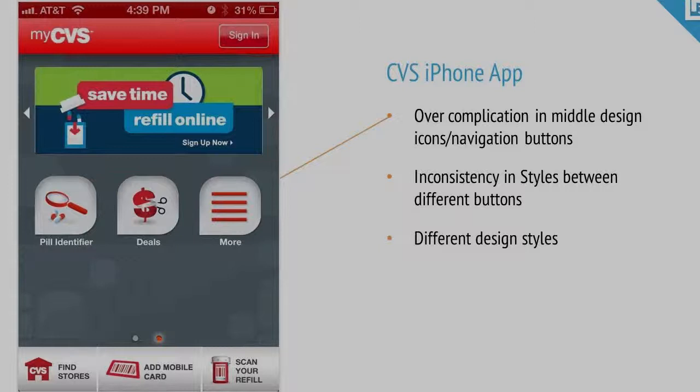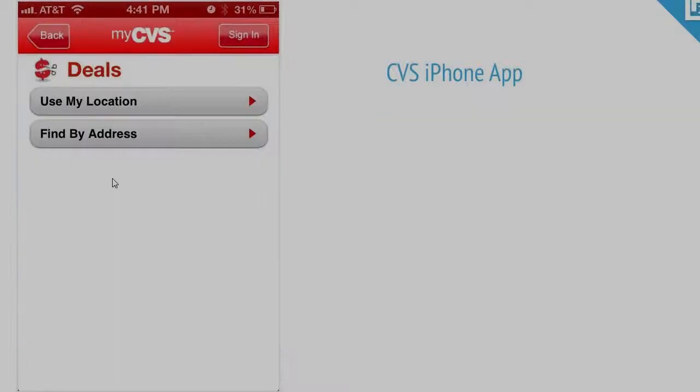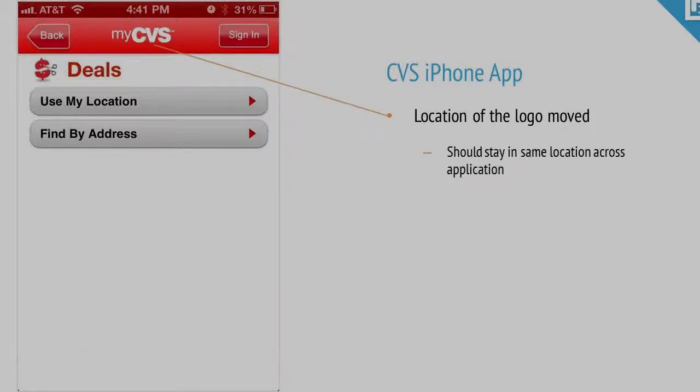So I'm going to point out a couple of things as I move to my next slide. I'm going to go to the deals page. First of all, I want you to look at this icon, and I also want you to look at the CVS logo placement over here. As we go to the next page, all of a sudden, the logo jumps to the middle of the header. It's moving. It should be in the same place every single time, across the application.